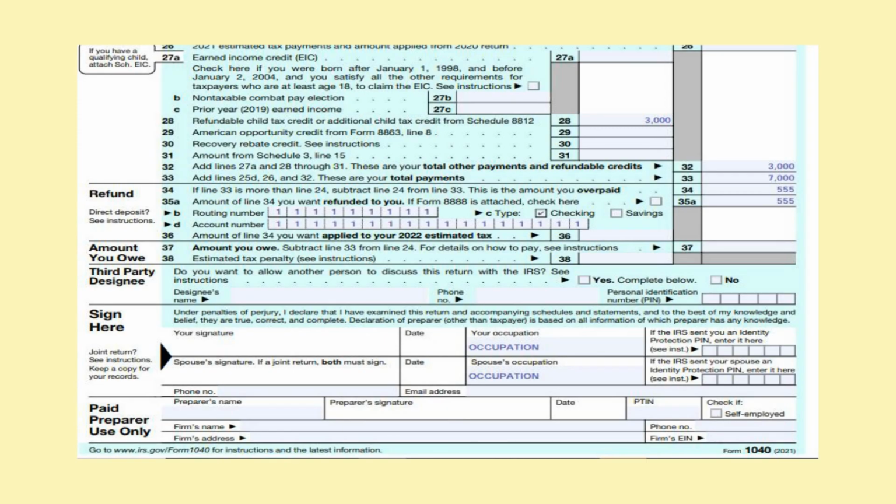Notice that there's a box to the left of line 35A. You would only check this box if you want your refund deposited into more than one bank account, so usually this would be left blank. Remember to sign, date, and put your occupation at the bottom of the form.